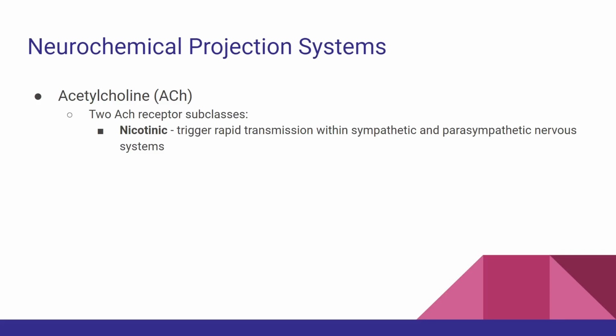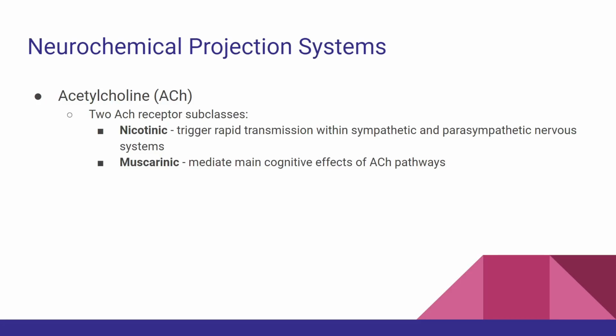We haven't talked much about sympathetic and parasympathetic nervous systems, but essentially they're the aspects of our nervous system that prepare us for stress or to manage situations versus the ones that calm our bodies down so that we can relax and digest food. The other subclass is called muscarinic.